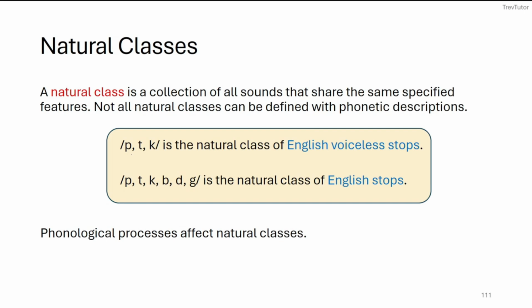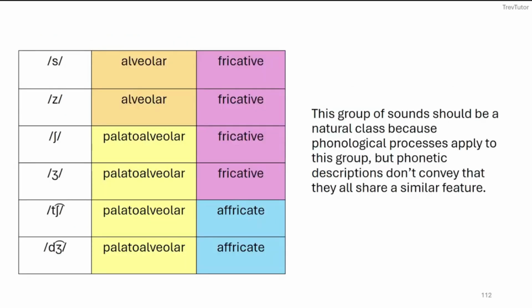So, for example, P, T, and K would be the natural class of English voiceless stops. P, T, K, B, D, G, and the glottal stop included would be just the natural class of English stops. Now, there are some cases where phonetic descriptions aren't enough.